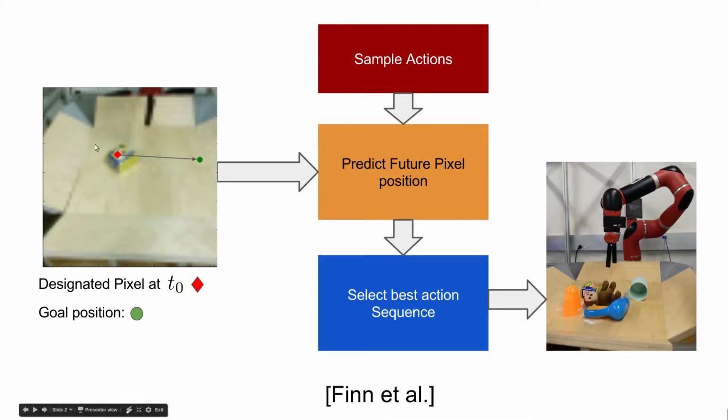A human can then click on the designated pixel on the object and select a goal location, and then 200 action sequences are sampled and fed into the prediction model, which predicts the future video along with the future positions of the designated pixel. The actions which bring the designated pixel the closest to the goal are then applied to the robot. This is repeated at every MPC step.